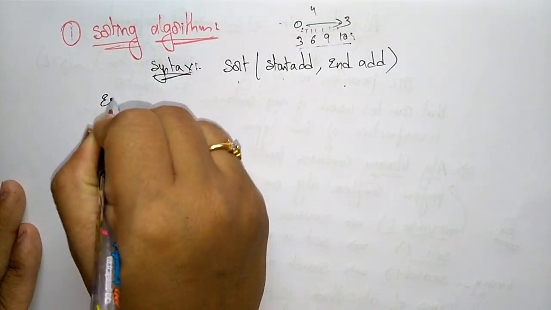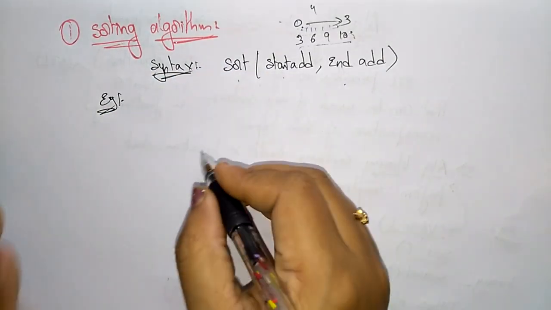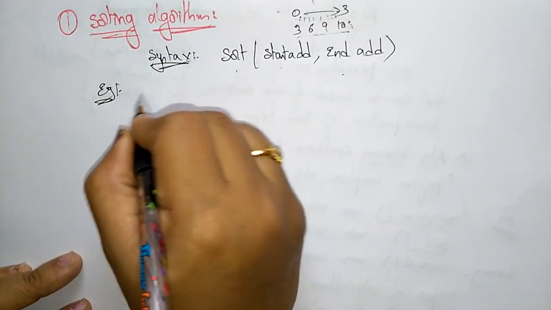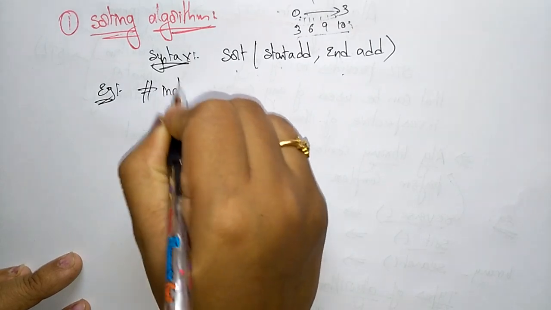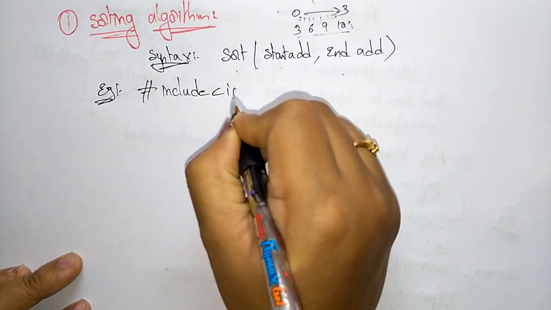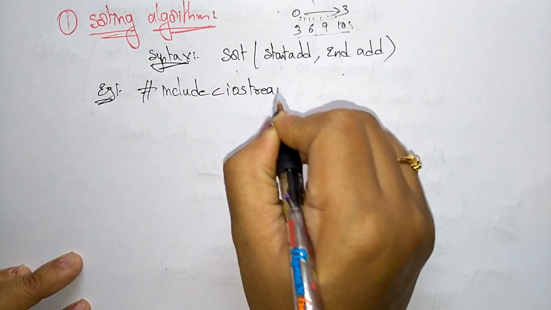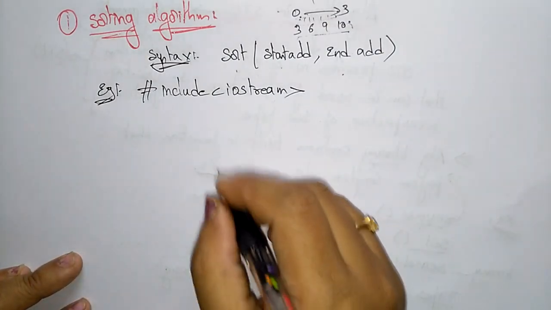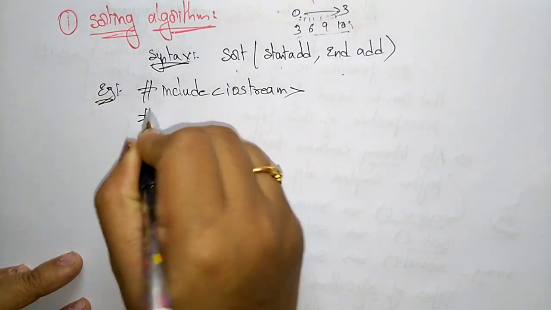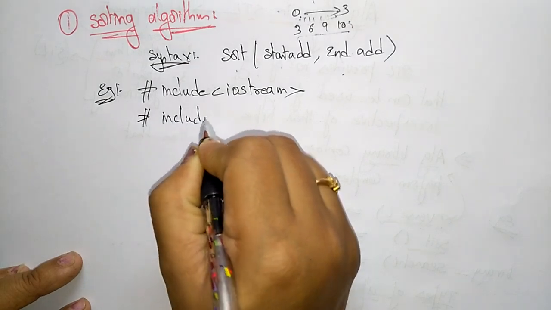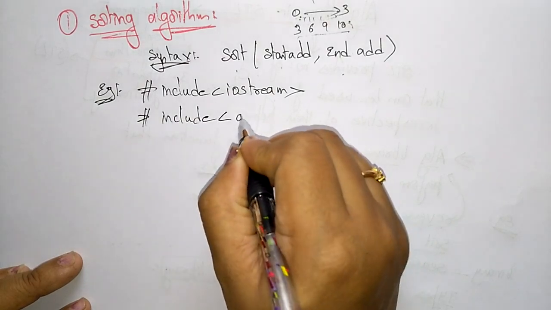So let us see the example for this sorting algorithm. I am writing the program now. #include <iostream>, having all input output functions. Now you have to write #include <algorithm>. You have to include the library function algorithm.